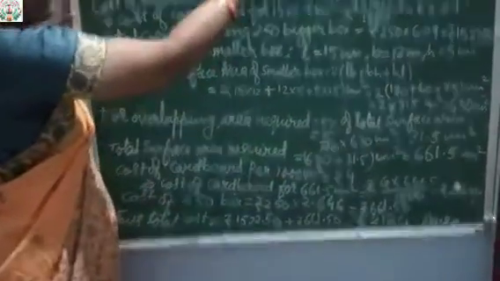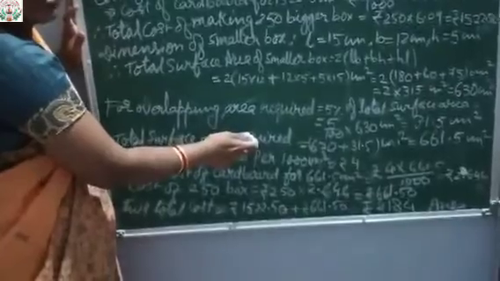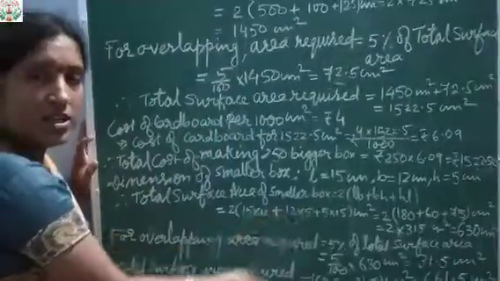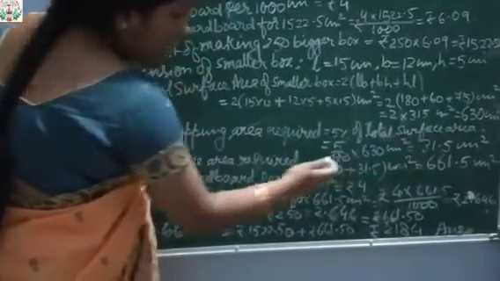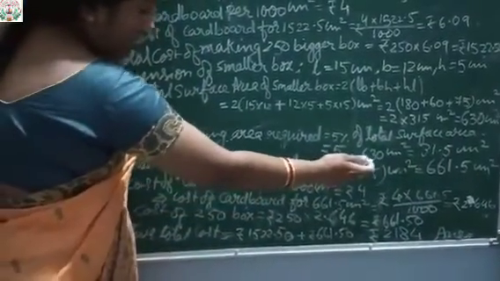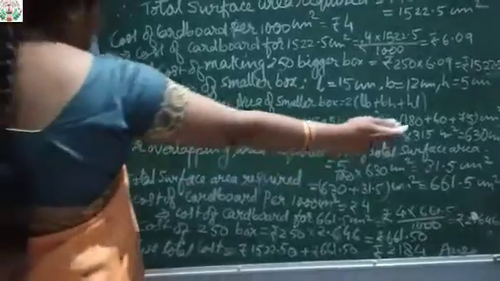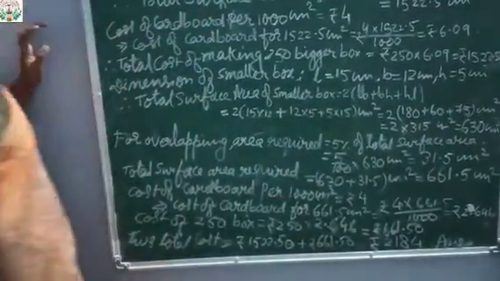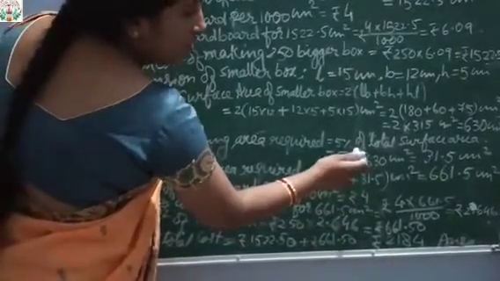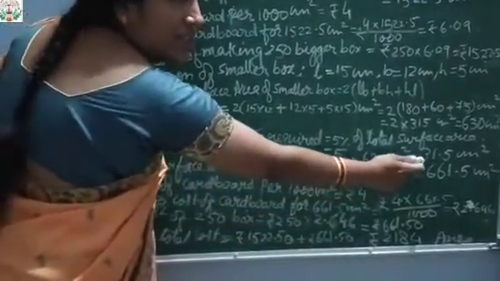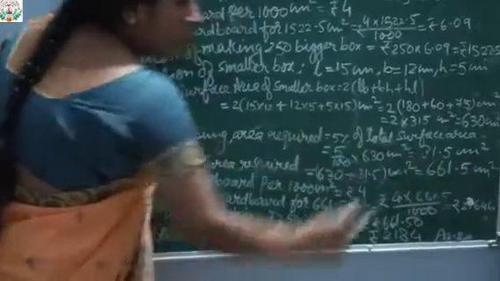As we did for the above one, same way we will go for this also. There, the bigger box was there; here, the smaller box will be there. So 5% of total surface area, that is 5 upon 100 into 630 cm square, because the total surface area we got as 630 cm square. On simplification we will get 31.5 cm square.